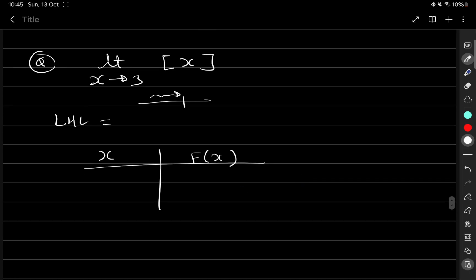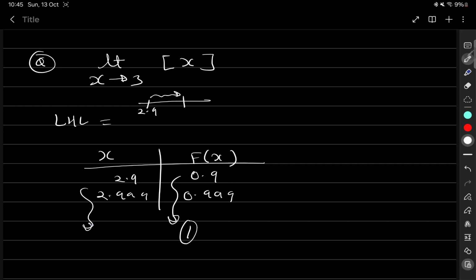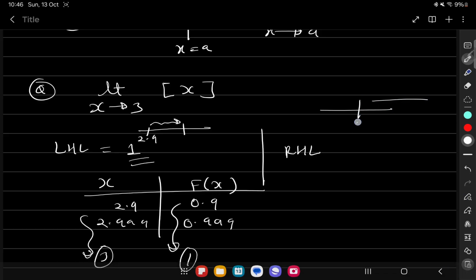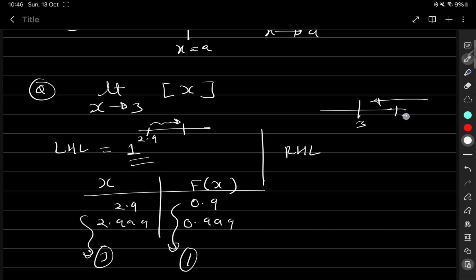What is happening? Like from this I am taking 2.9, so 2.9, this one is 0.9, 2.999, 0.999. Directly you can say this is approaching towards 1, this is approaching towards 3. So LHL I am getting 1. Got it? What about RHL? RHL, so this one is 1, this one is 3 now, so this will be 3.1. 3.1 I am getting.